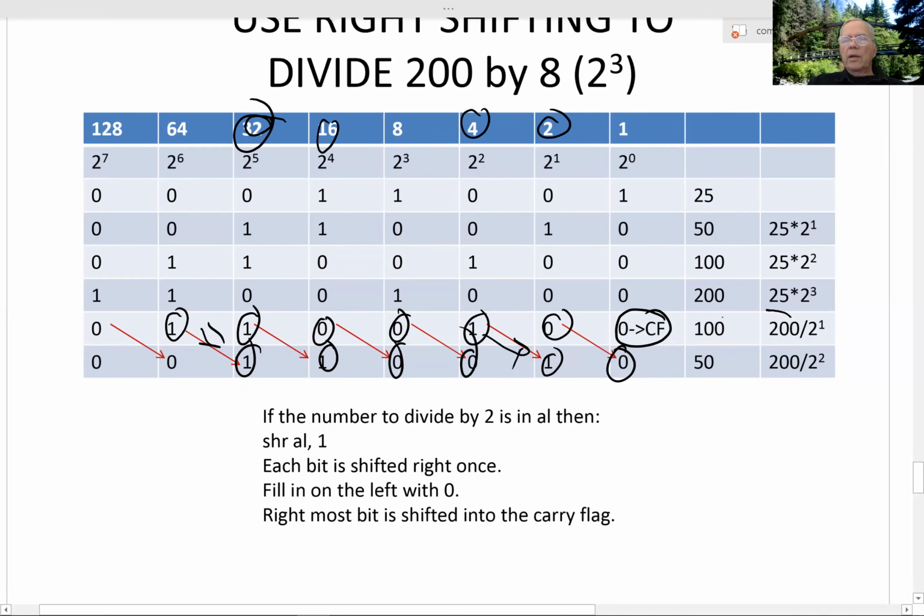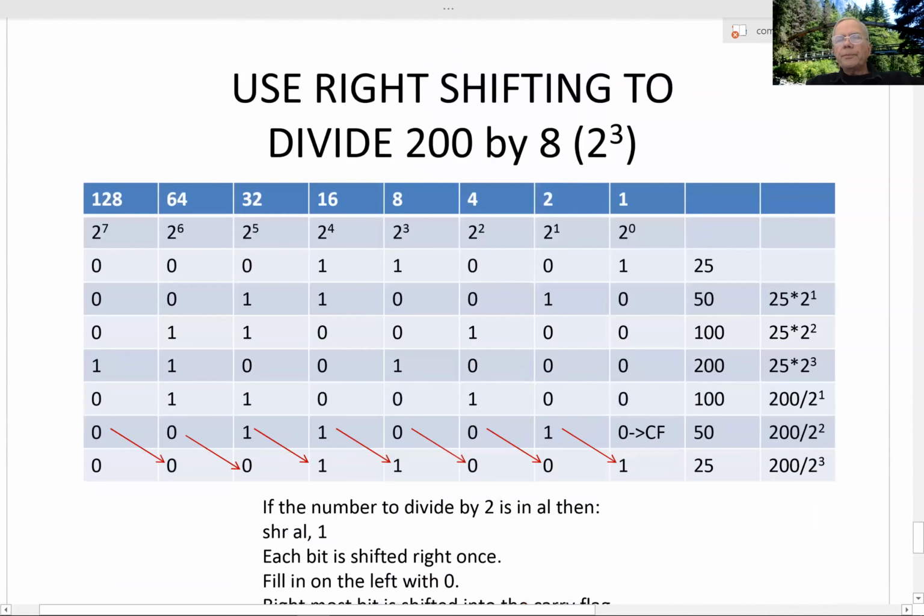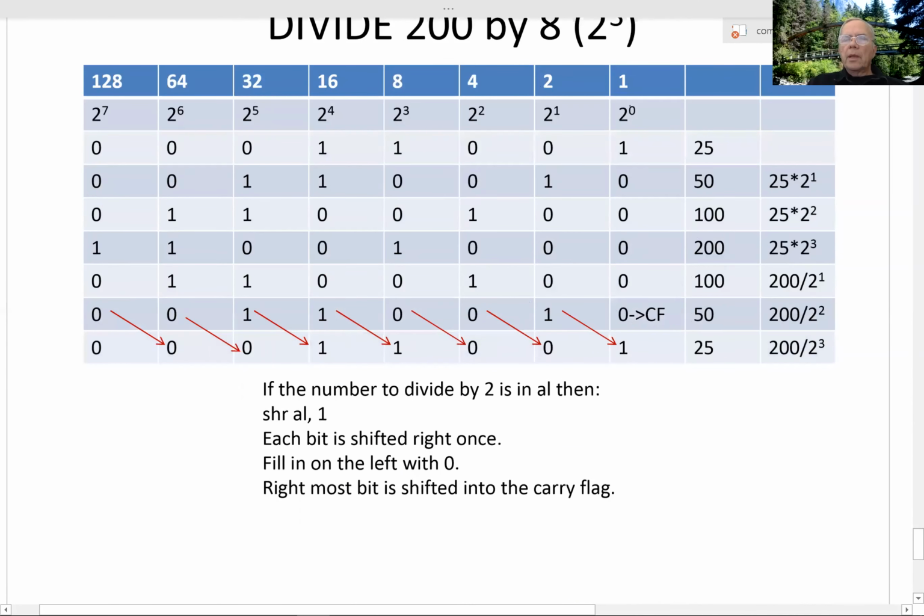So now we started off with 200, did a right shift, it became a 100, did another right shift, it became 50. So we've done division by doing right shifting. We have to do it one more time to divide by 8, divide our original 200 by 8. So we have to shift right one more time.